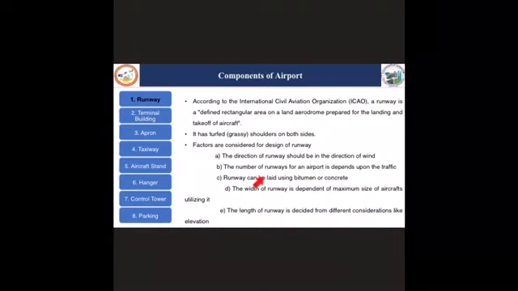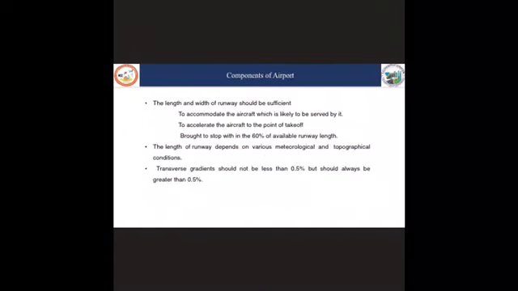That depends upon the traffic. Okay, how many aircraft are expected, or how many passengers are using the particular airport, which will decide how many runways are needed. Clear? So depending upon how many aircraft are expected, the number of runways can be chosen. And runways can be prepared using bituminous or concrete surfacing. The width of the runway will depend upon the maximum size of the aircraft utilizing it, and the length of the runway depends upon different considerations like elevations and the contours.